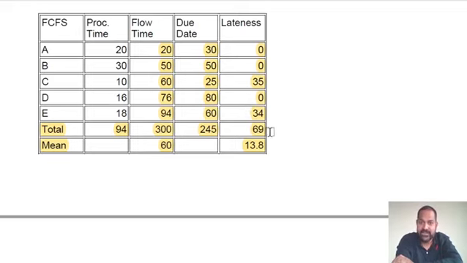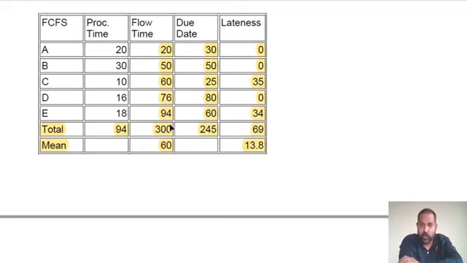The total lateness is 69 days. And when I divide the total lateness of 69 days amongst the 5 jobs, the average lateness becomes 13.8. I similarly find something else. Do you see these flow times that I've done, in what sequence they will flow? Which means I know which job starts on which day and ends on which day. So if you ask me about job D, I will say job D starts on day 61 and ends on day 76. So these are the flow times.